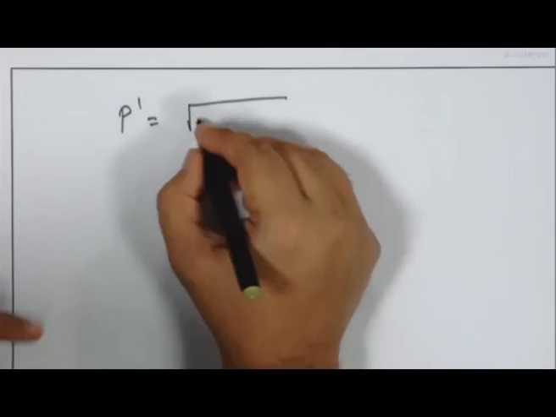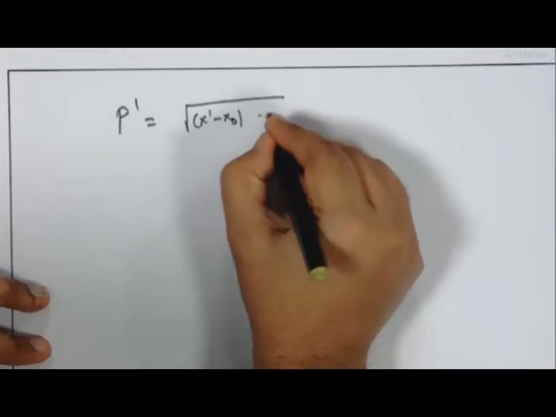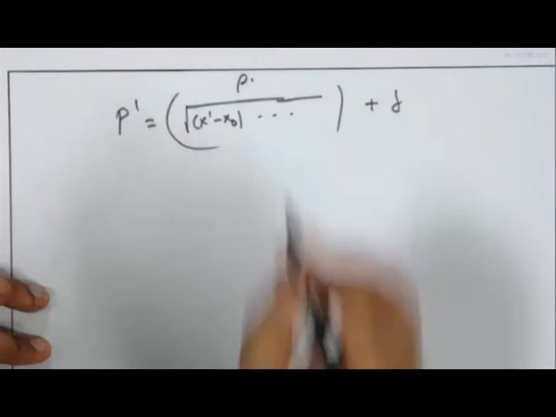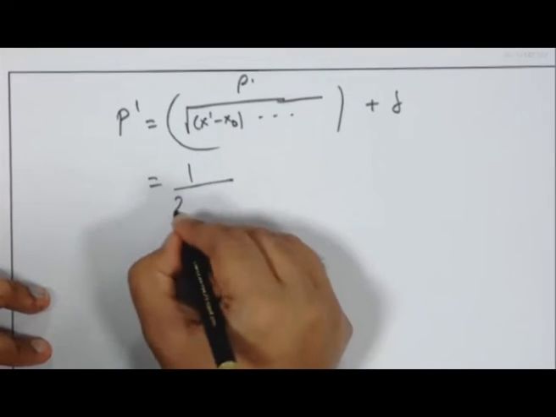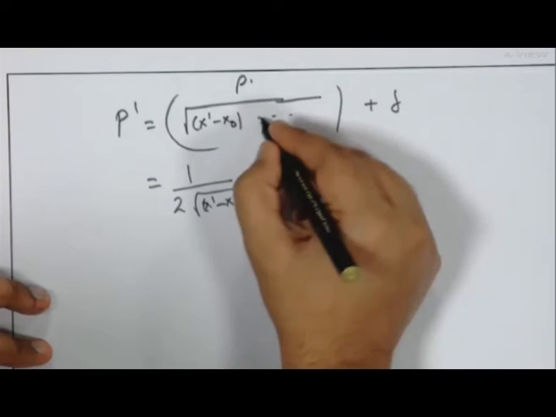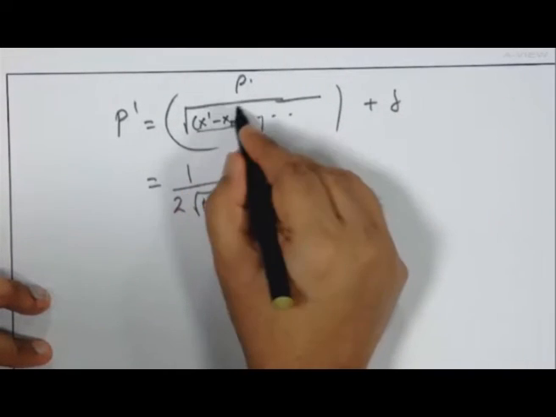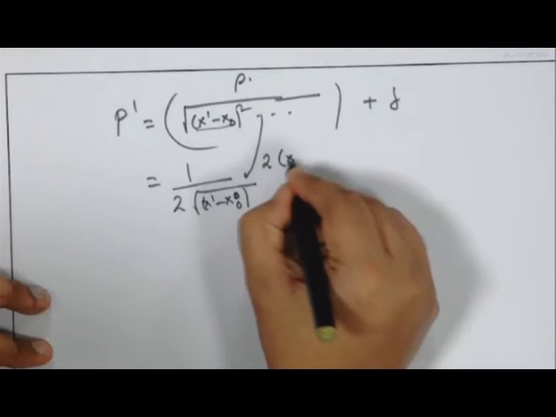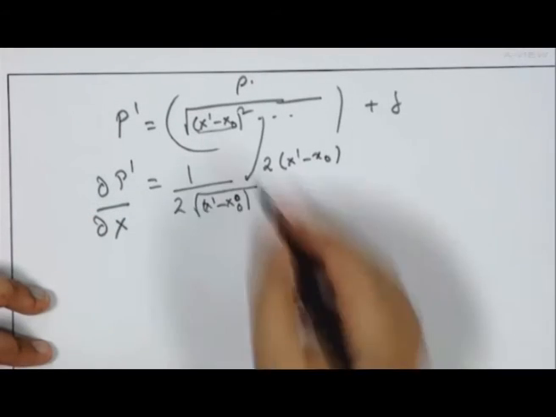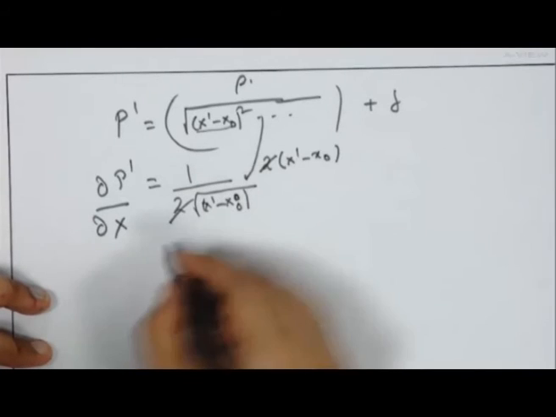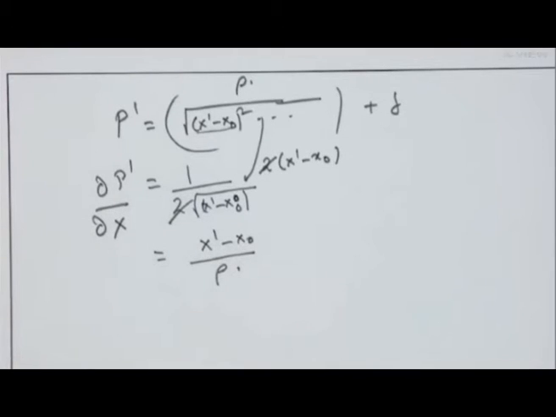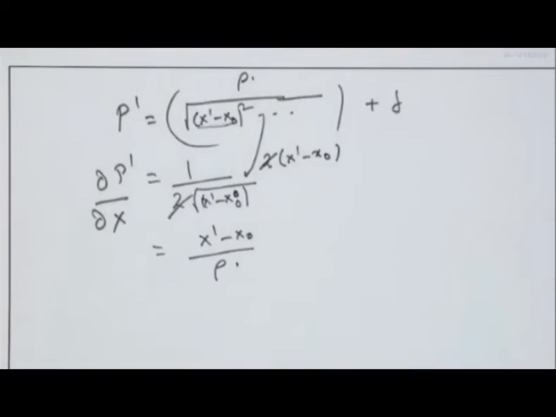say root of x1 minus x0 squared plus something, and this is say rho. So if I do it, it will be 1 by half of x1 minus x0, the same thing comes down, and if I do this, this is square, so this will be 2 x1 minus x0. What I am doing is dP1, differentiating over just x. All the others become constant, so this 2 goes. So what happens here? x1 minus x0 by rho. The same rho, if this is rho, this is also becoming rho.